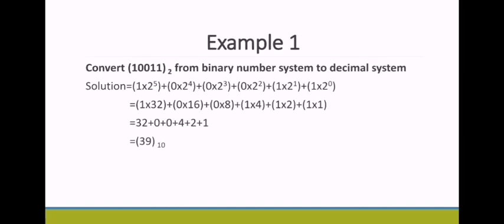Example number 1, we have to convert this number, which is 10011, and this number is in binary number system. We have to convert this number into decimal number system. To convert into decimal number system, we can use the expansion method.